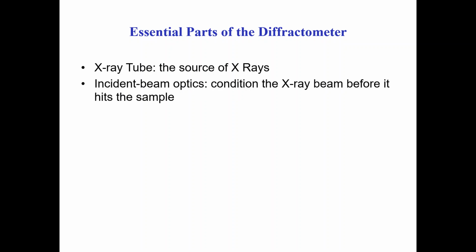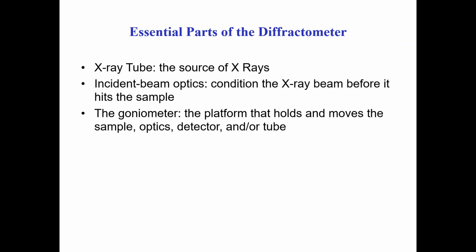So what are the essential parts and what are they used for? The first part is the X-ray tube, which is basically the source of the X-rays. The next part is the incident beam optics. What is the role of the incident beam optics? It conditions the X-ray beam before it hits the sample.